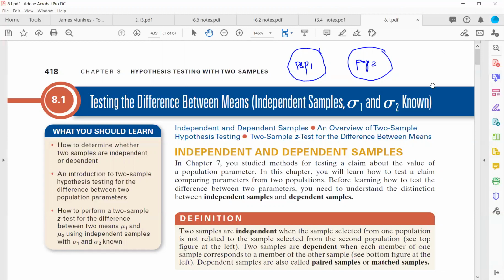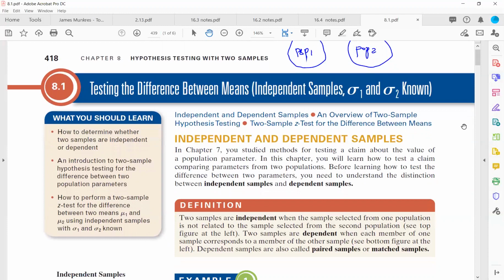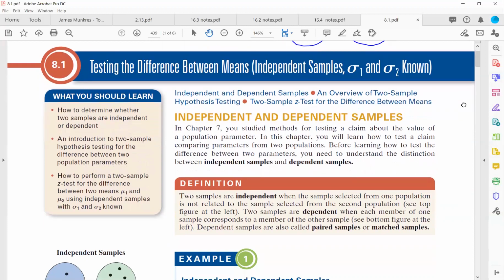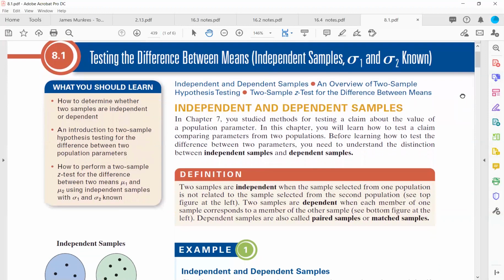Very well. First of all, let us talk about independent and dependent samples. Then we're going to get back to the big picture of comparing two population means. In the previous chapter, we studied methods for testing a claim about the value of a population parameter. Again, a population parameter is either the mean or proportion or standard deviation or variance.